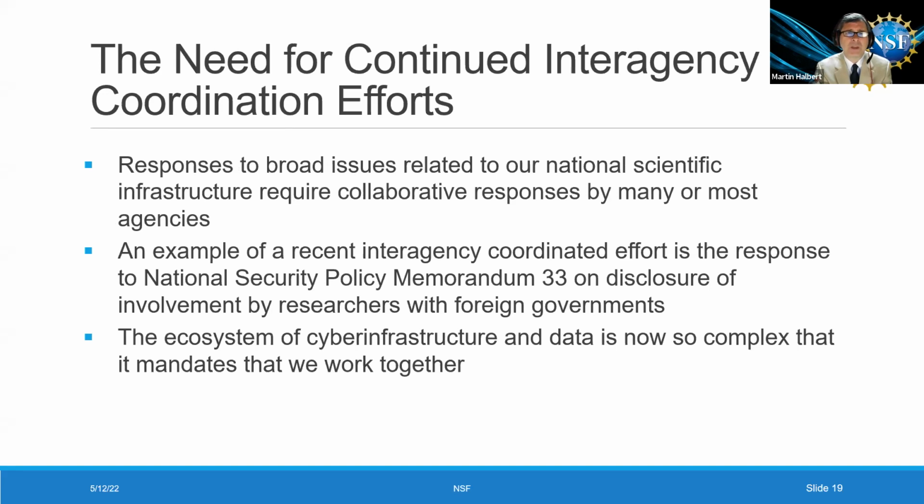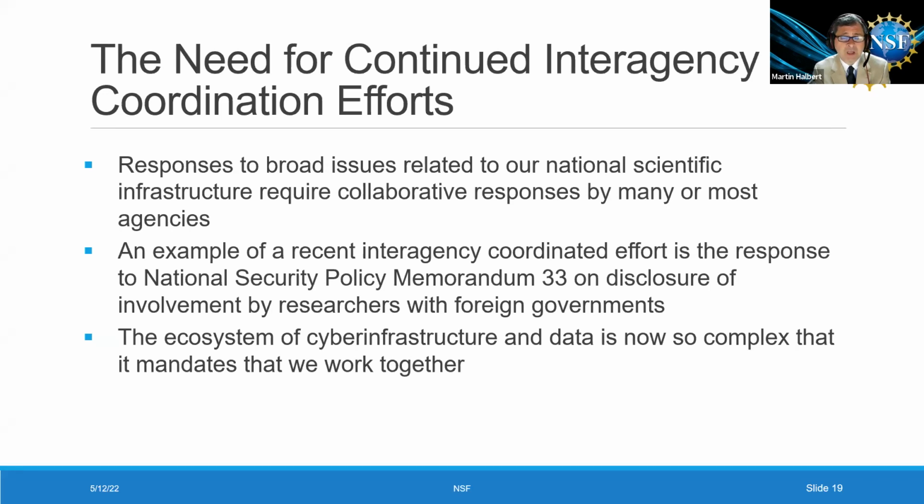Let me just wrap up with a call out of the importance and need for continued interagency coordination efforts around a variety of issues. The responses to the broad issues that are related to our national scientific infrastructure require, I think, collaborative responses by many or most agencies. An example that I can cite is the recent interagency coordinated effort to respond to the National Security Policy Memorandum 33 on disclosure of involvement by researchers with foreign governments that has had all sorts of very interesting connections with identity management in the researcher space.